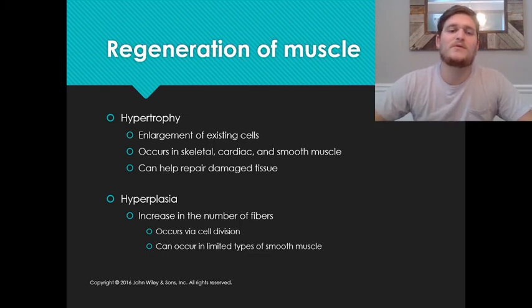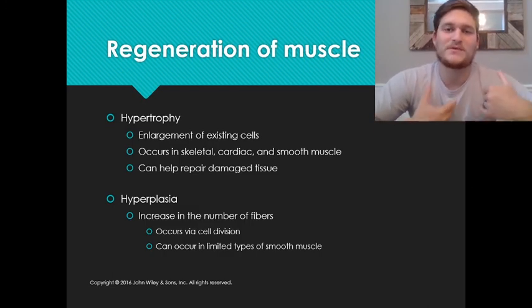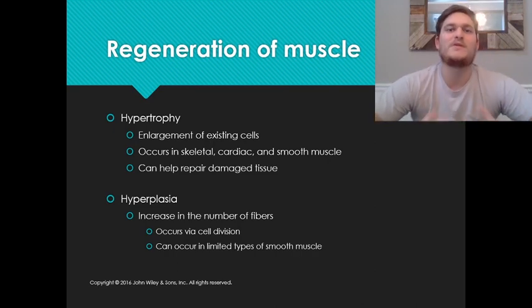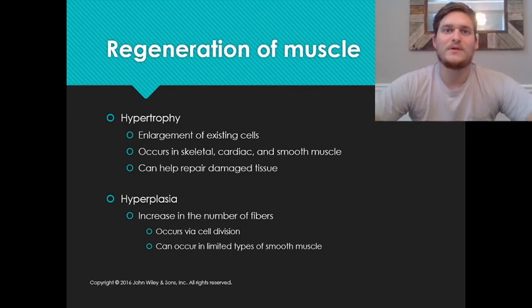Hyperplasia is when you increase the number of fibers. And this doesn't happen in skeletal muscle or in cardiac muscle. So if you want to grow the size of your skeletal muscles and your cardiac muscle, you don't really create new cells. You just increase the size of the already existing ones. And in order to do that, you need to provide enough stress, enough resistance in order to signal that growth response. And that's why, if you want to build muscle, lift heavy.